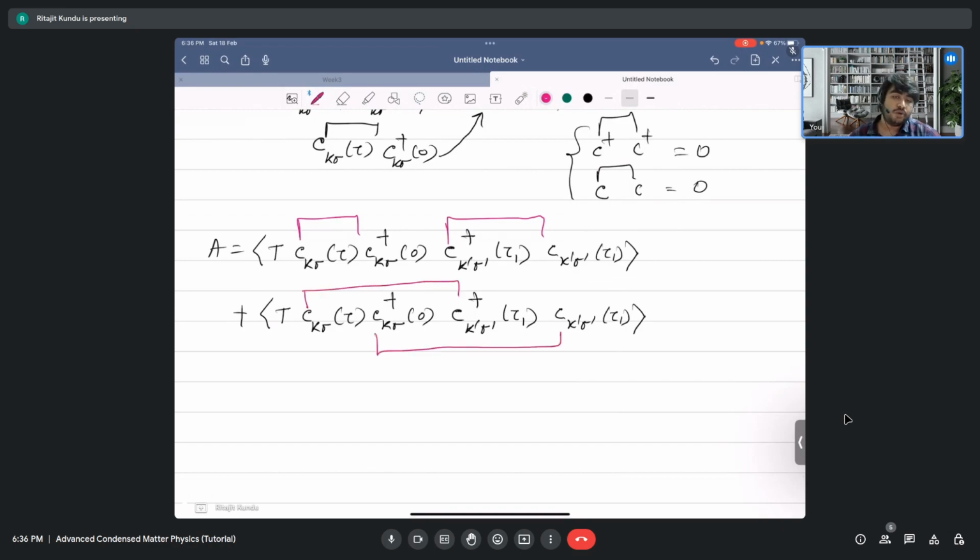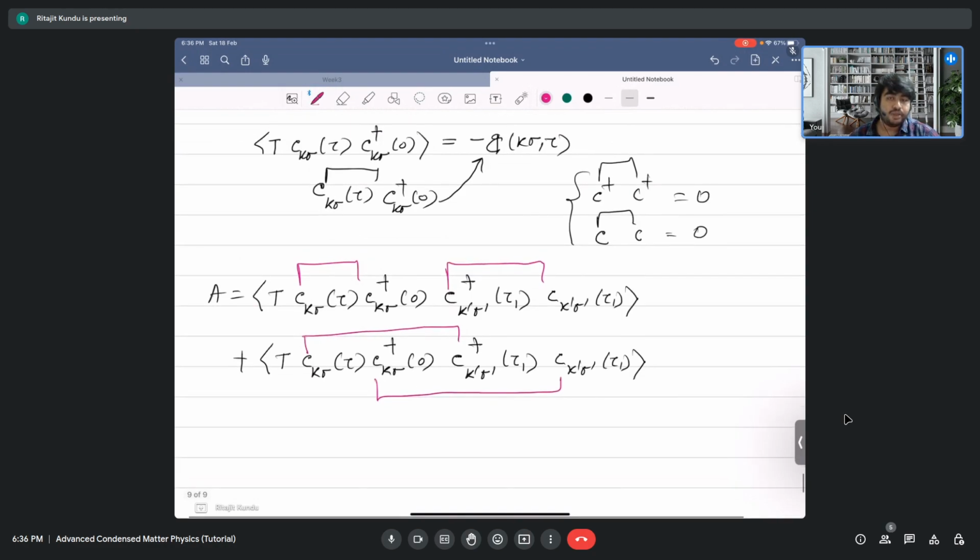Now what we want to do is bring these dagger and undagger objects close. We will anti-commute them and bring them close. Because there is a time ordering operator already sitting here, we can exchange these two operators, but with the cost of a minus.